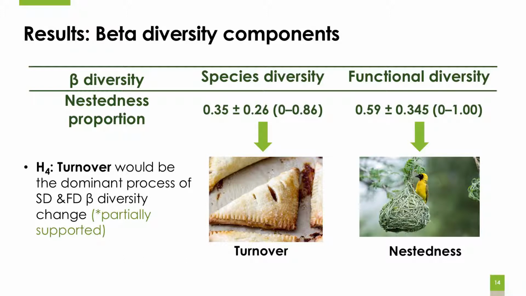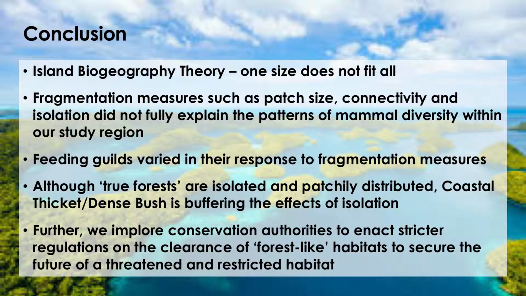Beta diversity for species diversity was described by turnover. So this was the replacement of species, whereas for functional diversity, we found that the overall functionality was a nested subset of the overall pool that we sampled. So what does this mean? It means that for island biogeography theory, one size doesn't fit all.